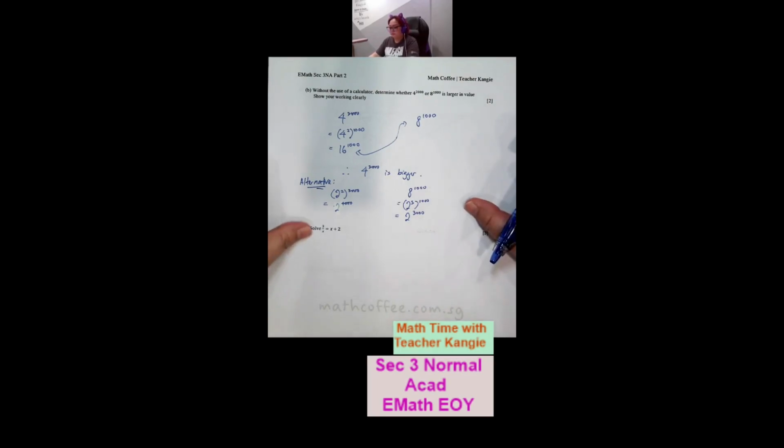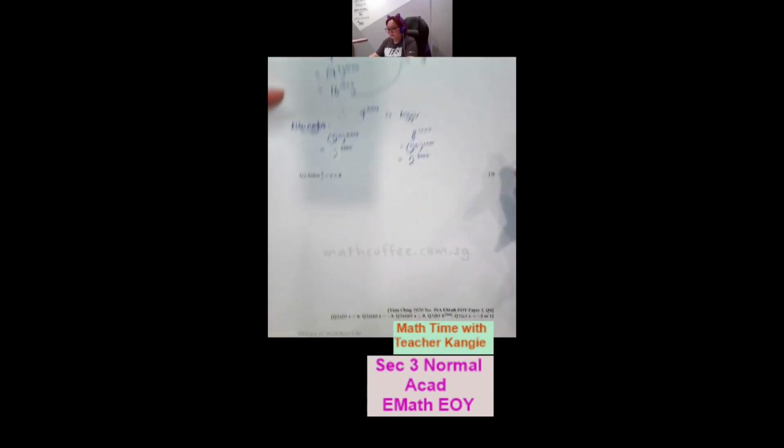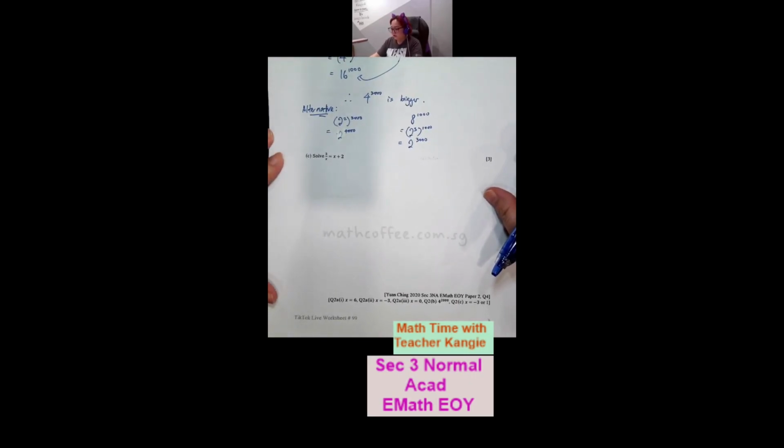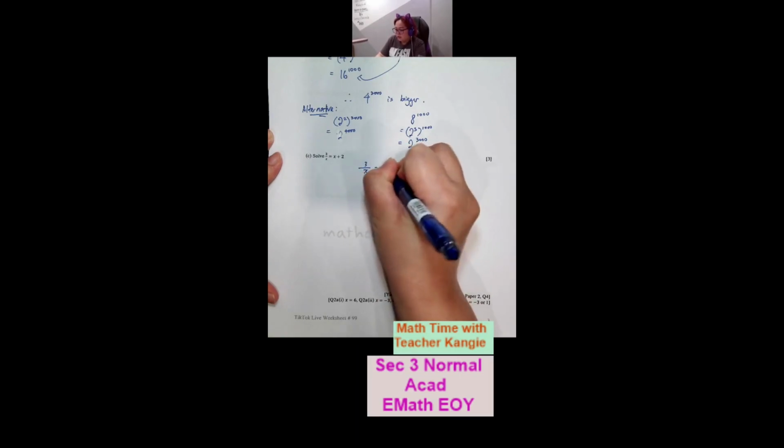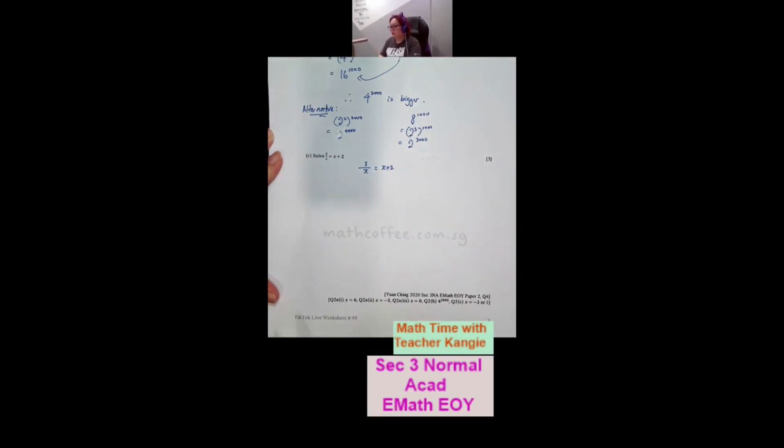Okay, let's move on. Solve the equation, 3 marks. 3 over x equals x plus 2. This is the original question.